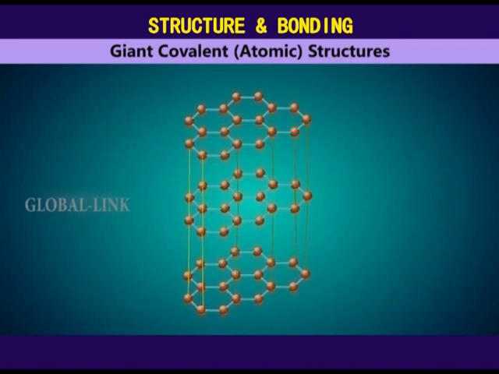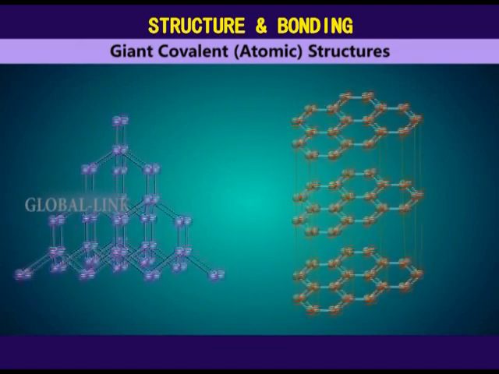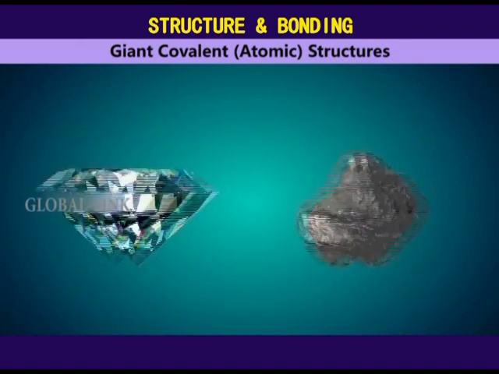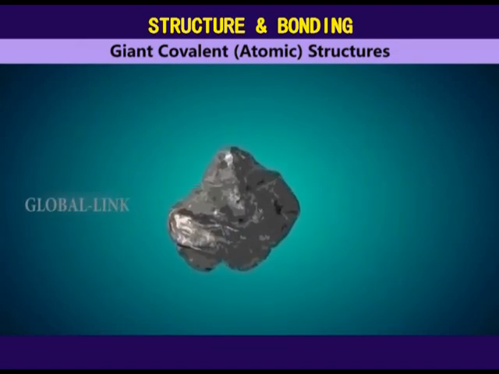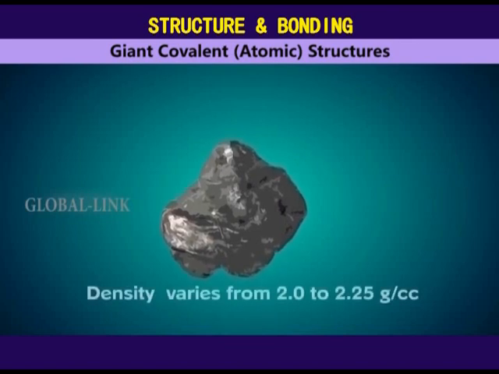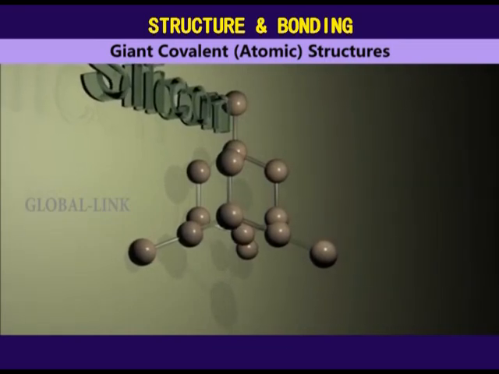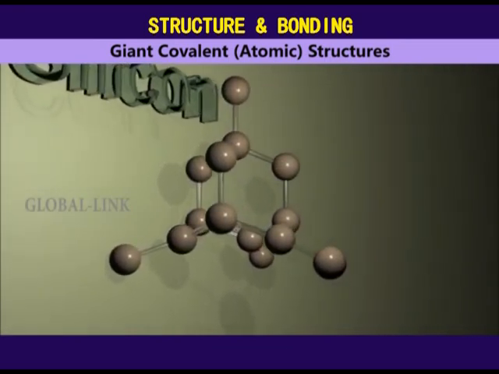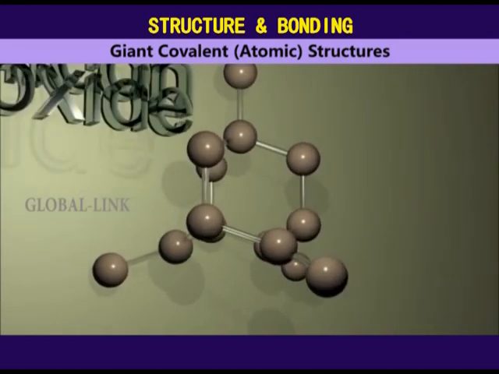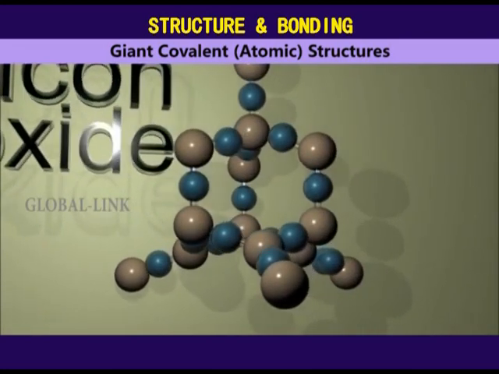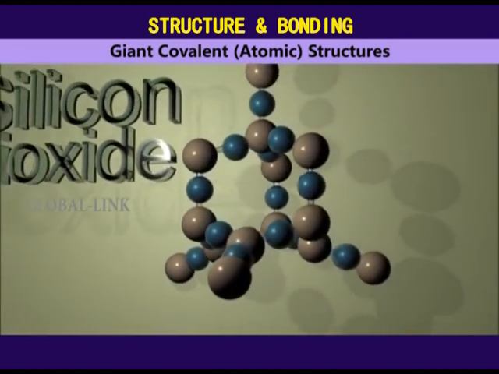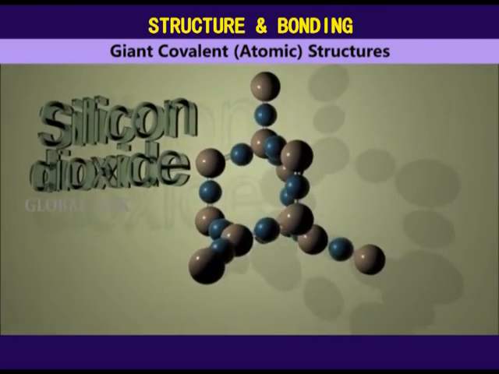Due to its structure, graphite is not as hard as diamond and is greasy. It's gray in color and opaque with metallic luster. Graphite's density varies from 2 to 2.5 grams per cubic centimeters and melts at 1800 Kelvin. Silicon 4 oxide. Silicon has 4 electrons in its outermost energy level. Each silicon atom is bonded covalently to 4 oxygen atoms, forming a giant covalent structure.